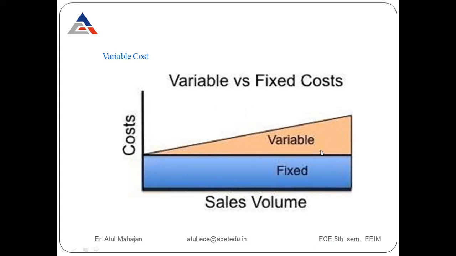We have the fixed cost. Fixed cost means I have spent this much in fixed cost. Suppose this is your fixed cost parameter, and this fixed cost is fixed. It's not going to change, but the variable cost is increasing with the amount of sales. Fixed cost remains constant throughout the sales period, but variable cost varies with the amount of sales. As the sales volume increases, the variable cost also increases.